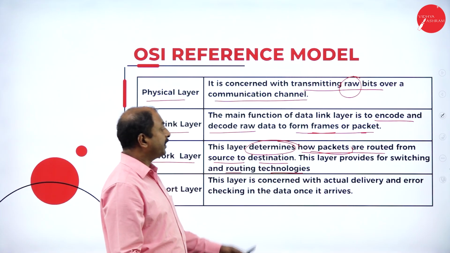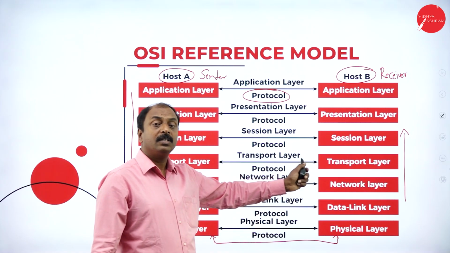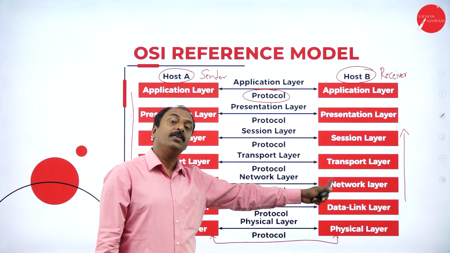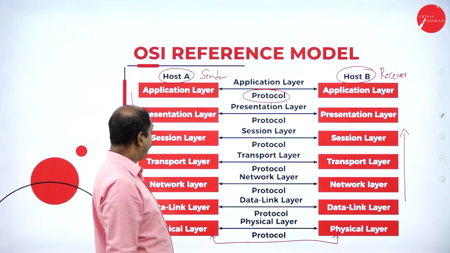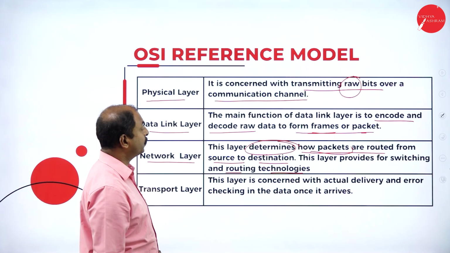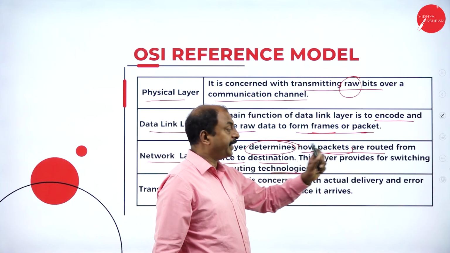Even at the destination end, all the packets reach in different order at different timing. So that is the function of the network layer. It is going to decide the best path to transmit packets over the network.